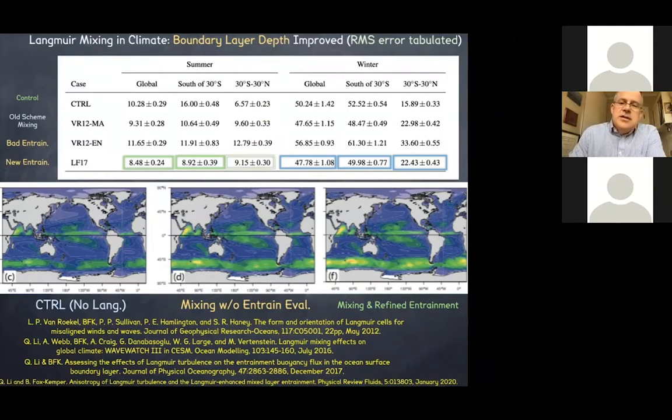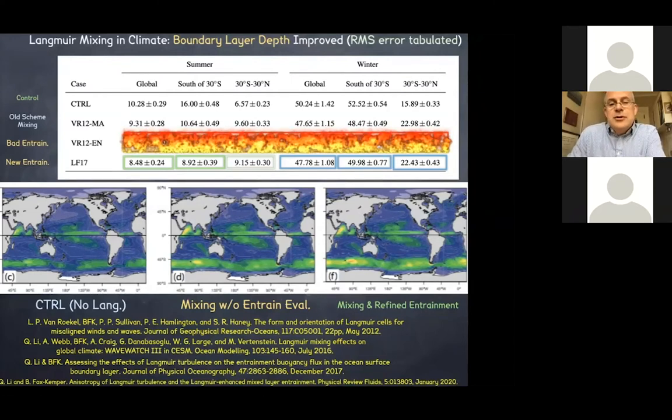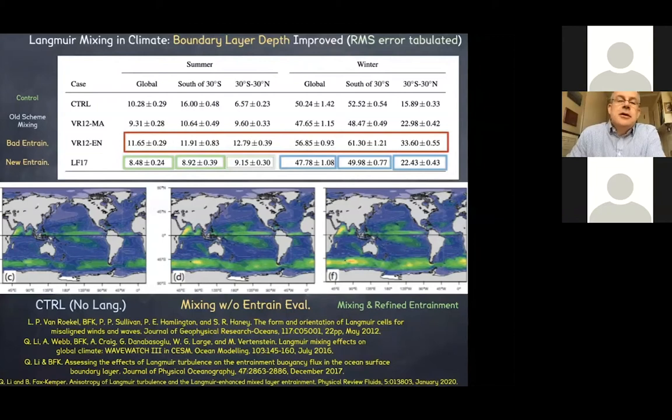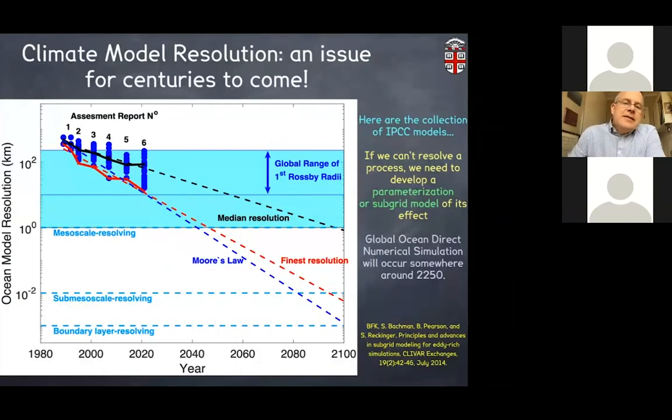And this table of lots of numbers is RMS errors. And basically it's showing that the more sophisticated you get with your Langmuir mixing, the better you can do at representing this boundary layer depth. So it's a missing process in typical climate models. And sometimes you can go wrong and actually make things worse, which we did with our first guess of how to do entrainment. And we're going to be stuck with these kinds of issues for a long time to come.